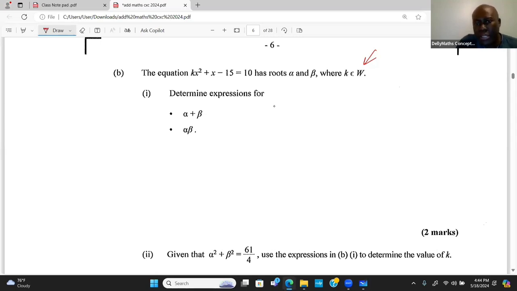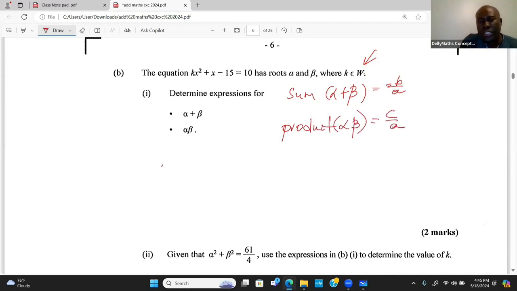Remember that the sum of the roots, which we call alpha plus beta, is equal to minus b over a. We can find that by using the formula minus b over a. And the product, which is alpha times beta, is equal to c over a.